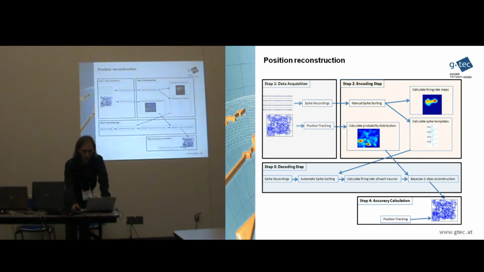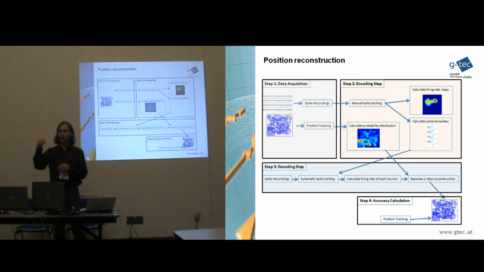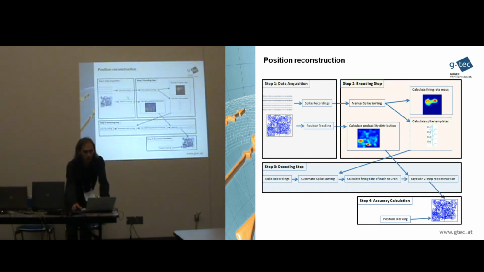So this guy, for example, is only firing in the upper part of this rectangular environment. And then we can also calculate spike templates by just averaging all the spikes of one particular neuron. And from the position information, we can calculate the probability distribution where the rat was mostly located. And then we go to the real-time decoding step.